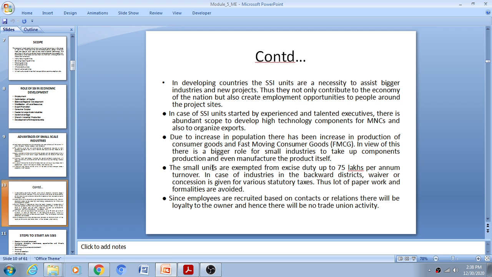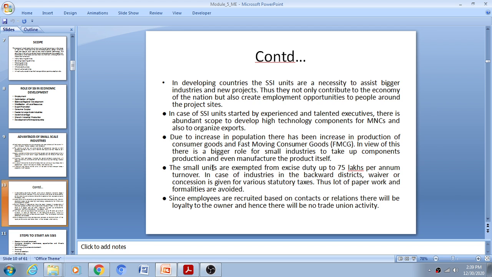All right. The next one, in developing countries, the SSI units are a necessity to assist bigger industries and new projects. Thus, they not only contribute to the economy of the nation, but also create employment opportunities to people around the project sites. Okay, so by having an SSI or encouraging the small scale industry, you are not only boosting the economy of the country, but also you're creating employment opportunities for people who reside in the surroundings of the project sites.